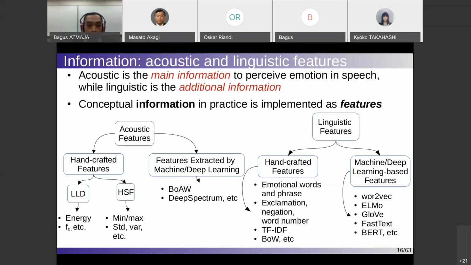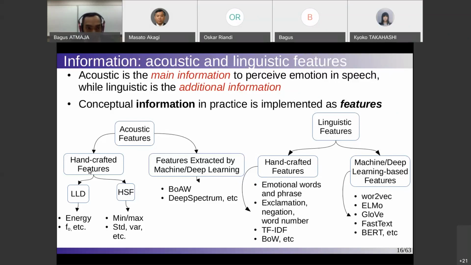And commonly, acoustic and linguistic features are divided into two groups. The first is handcrafted features, where we manually calculate acoustic features from speech. The other is using deep learning models. We apply a model to the speech data set and then directly obtain the representation, in this case, the acoustic feature.